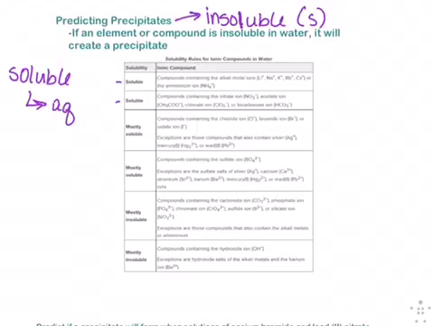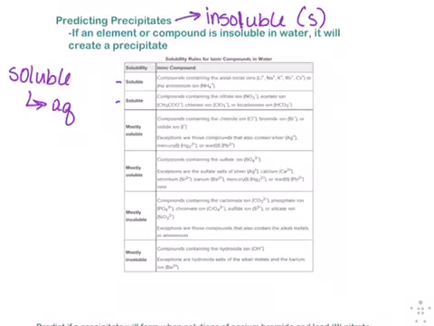So then the next one down, compounds containing the nitrate ion, the acetate ion, the chlorate ion, or the bicarbonate ion are also soluble. It doesn't matter what's out front for the positive ions. If it's got those 4 negative ions in it, it will be soluble.